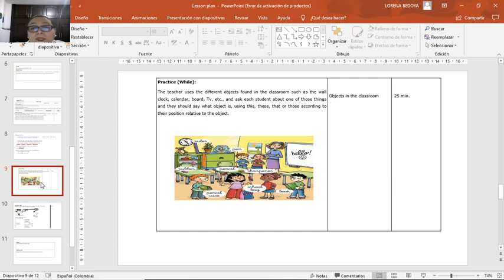The practice. The teacher uses the different objects found in the classroom, such as the wall clock, calendar, board, TV, etc., and asks each student about one of those things, and they should say what the object is using this, these, that, or those according to their position relative to the object. The time for this activity is around 25 minutes.